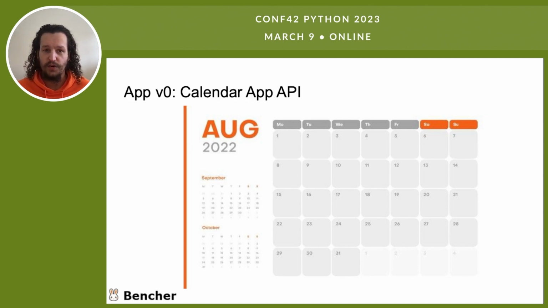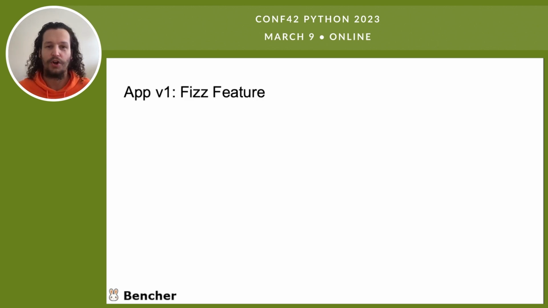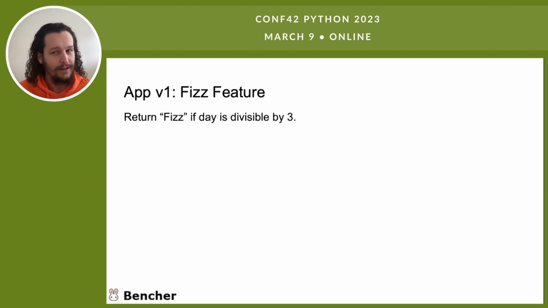So I've got this calendar app. It's working great. I've got the V0 app, a minimal lovable product, right? And then I decide, hey, I want to add an additional feature to this. A fun notification feature. So every few days, it gives our users a fun notification, just out of the blue, to help keep engagement. We're calling this the Fizz feature. With the Fizz feature, it returns Fizz if the day is divisible by 3. Otherwise, it returns None. It's a pretty simple feature to implement.